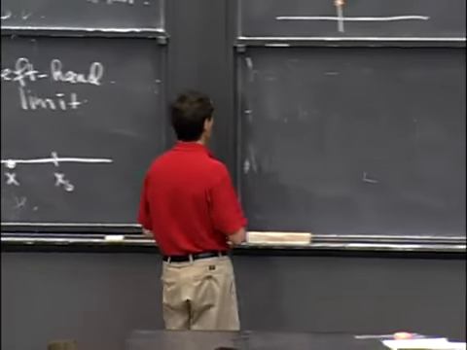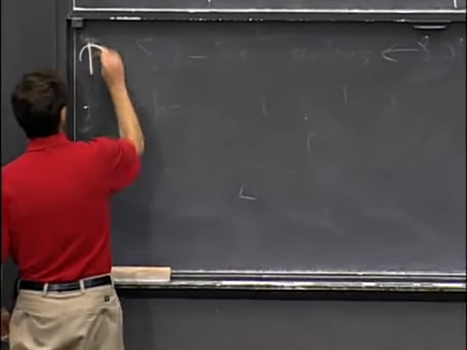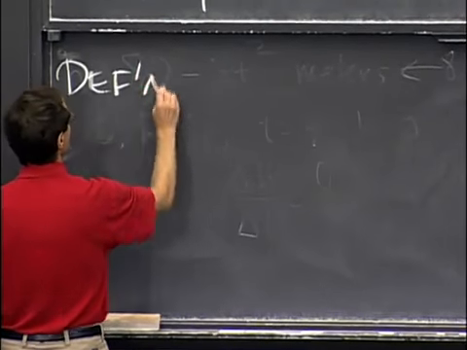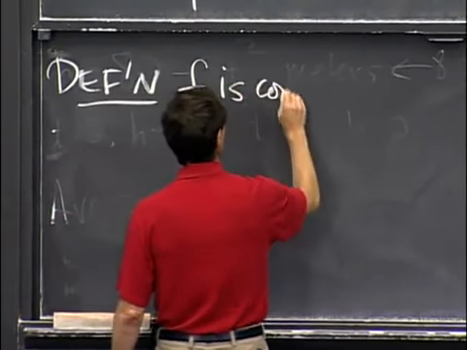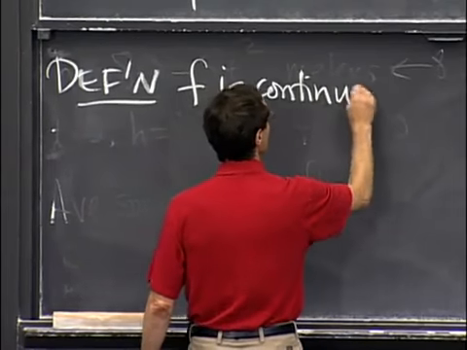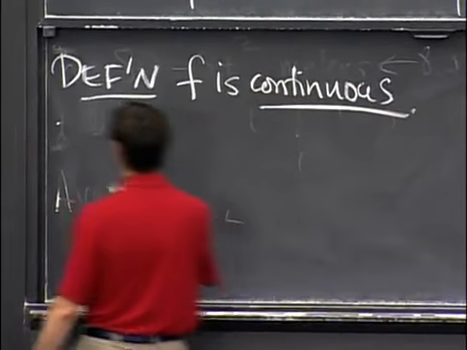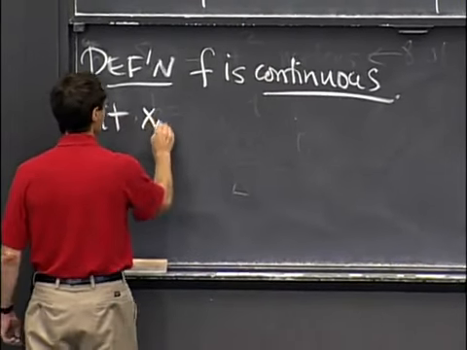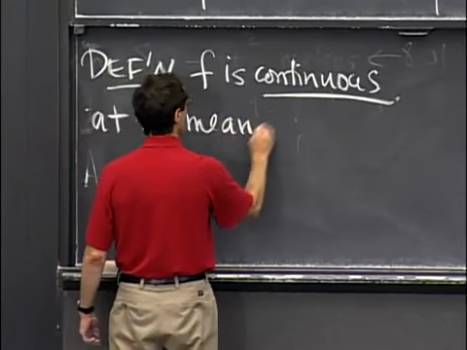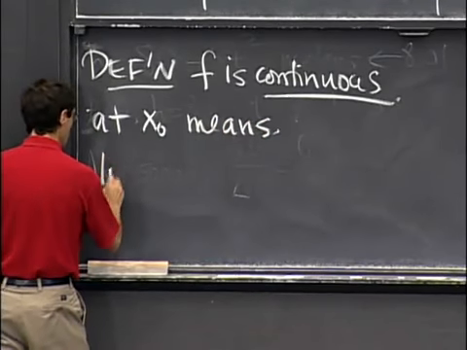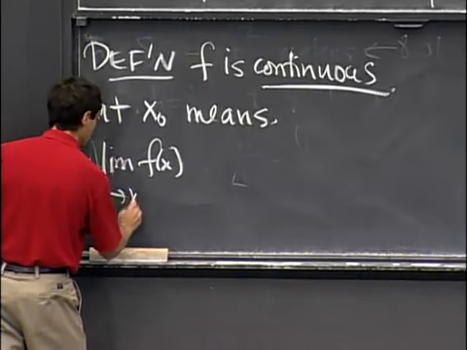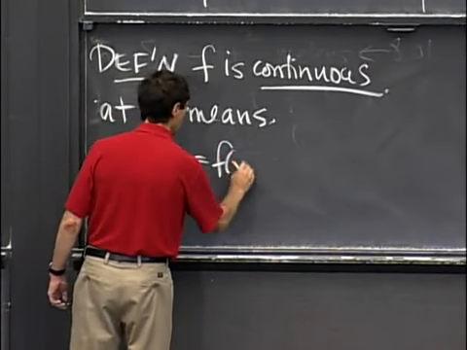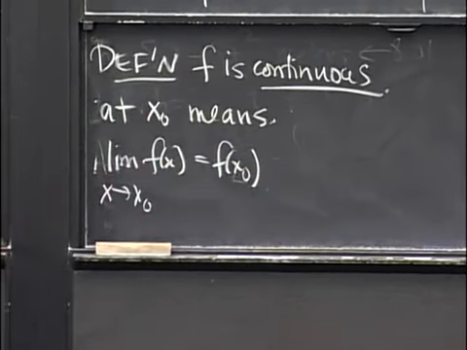So that was the other topic here. So we're going to define, so f is continuous at x0 means that the limit of f of x as x tends to x0 is equal to f of x0. Right?